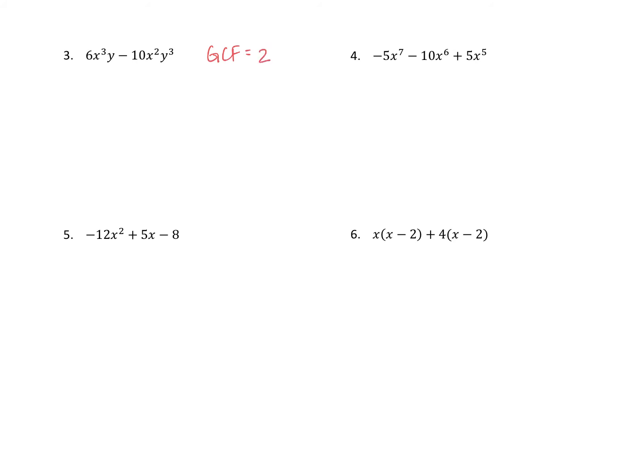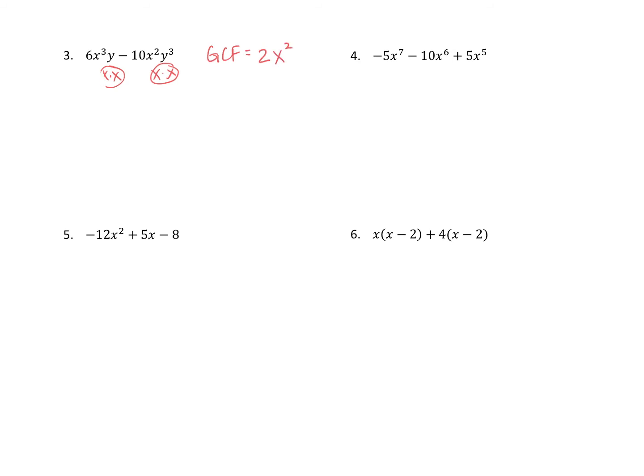So let's say I think it's 2. And then always remember to look at your variables. They both have an x. So this one has an x cubed and this one has an x squared. That means that this one is x times x times x, and this one is x times x. So you're looking for what do they have in common, or how many do they have in common? Do they both have 3? No. But do they both have at least 2? Yeah, they both have at least 2. So you're going to put an x squared here as your GCF.